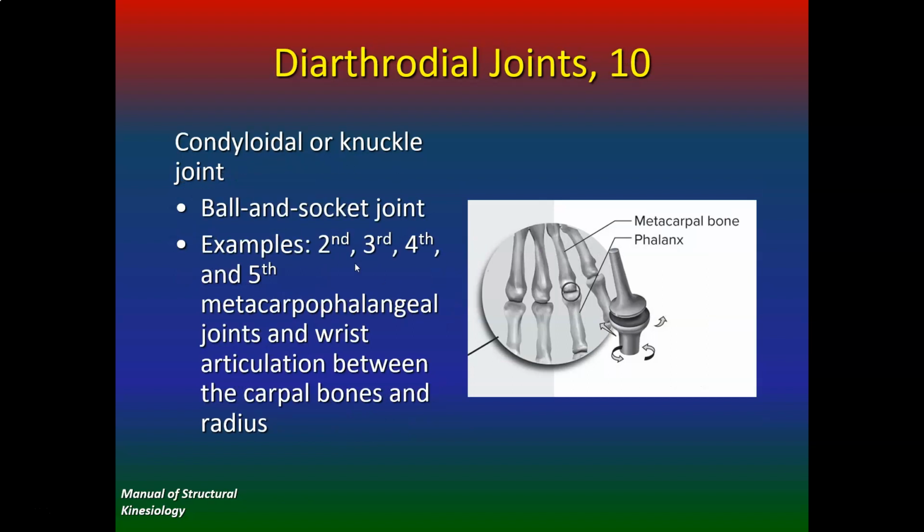Condyloid or knuckle joint, those are ball and socket joints. Examples are the 2nd, 3rd, 4th, and 5th metacarpal joints, and wrist articulation between the carpal joints. So remember, knowing what type of joint it is, that's the major one, diarthrodial, then the subset of the condyloid joint, and then knowing the examples is the best way to study for this.